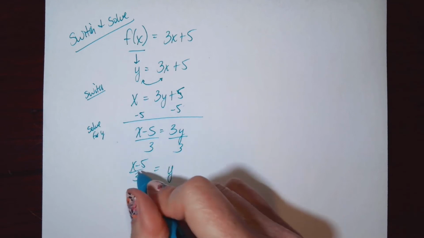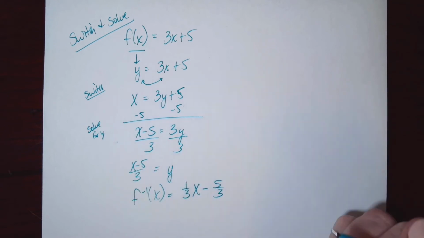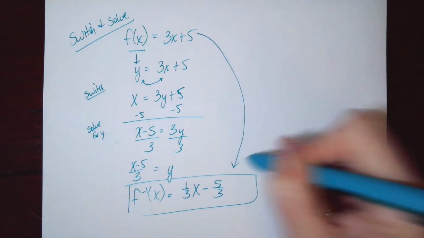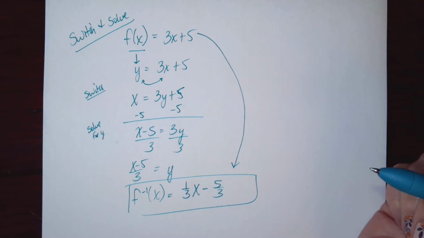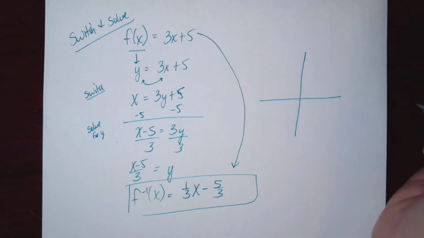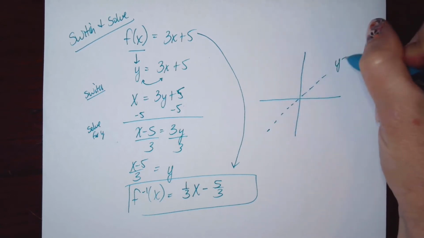And I could leave that like it is. I could write it in slope-intercept form. Doesn't really matter, but to go from my original function to my inverse function, I do that switch and solve method. Now, a function and its inverse are going to reflect across the line y equals x.